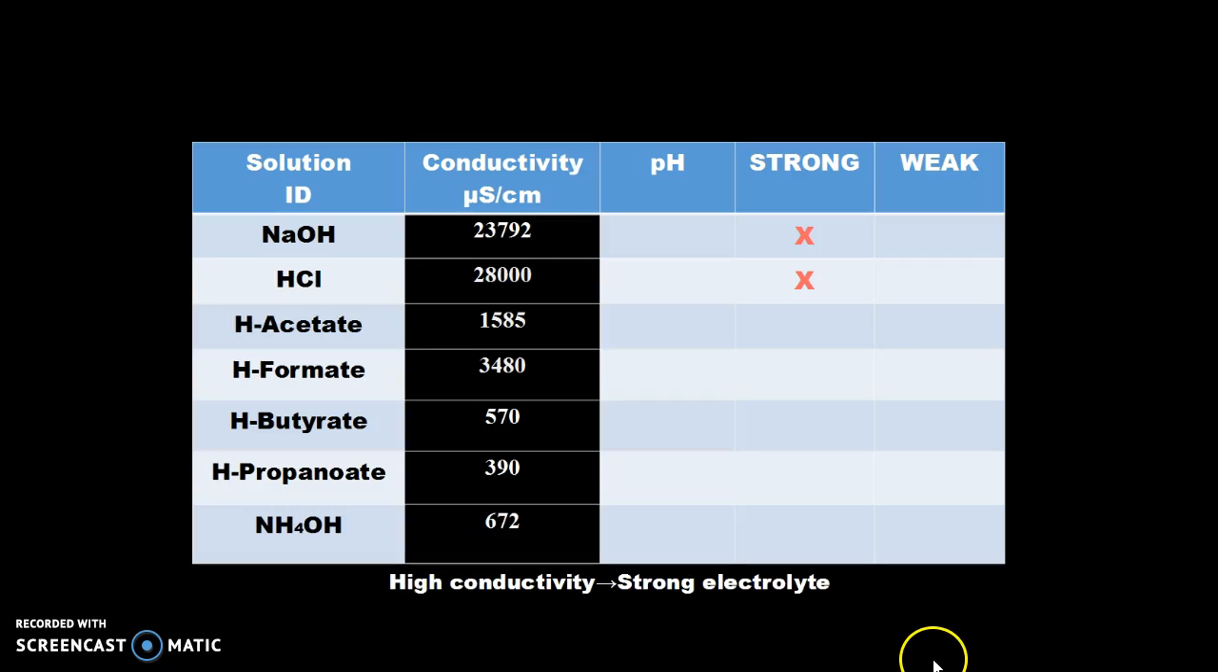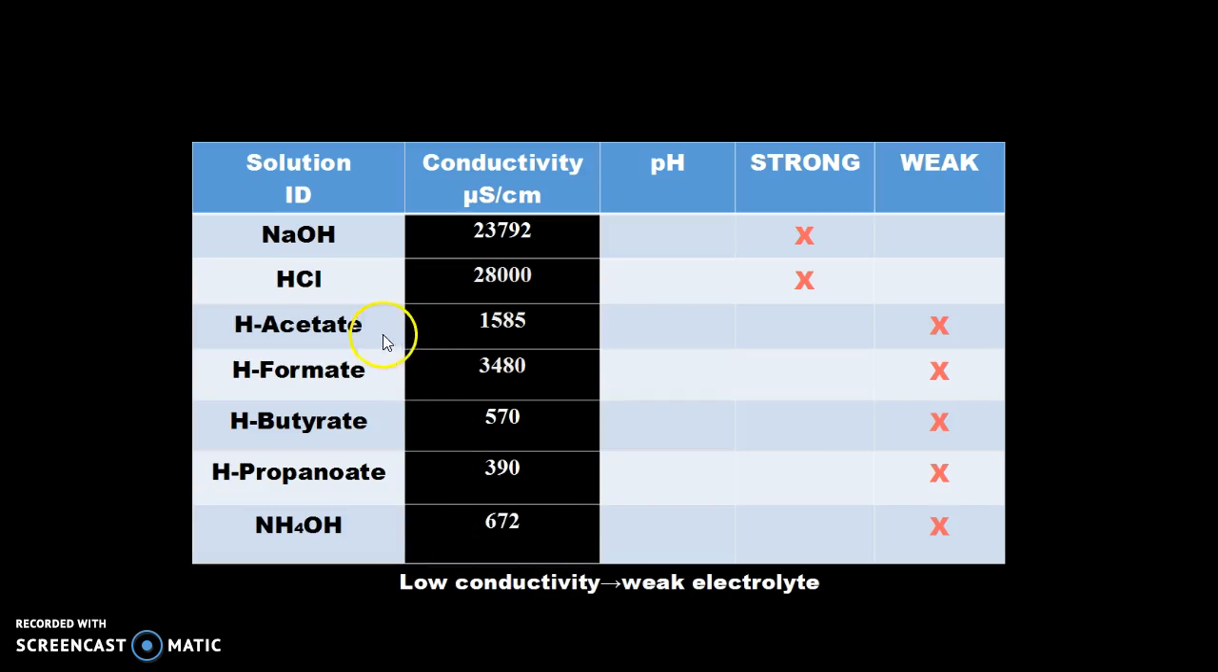So let's look at the conductivity and understand that high conductivity means a strong electrolyte. Well, that's obvious. We're up here in the 20,000s. Sodium hydroxide and hydrochloric acid are both strong electrolytes. They have broken up 100% into ions, and so they conduct a huge amount of electricity.